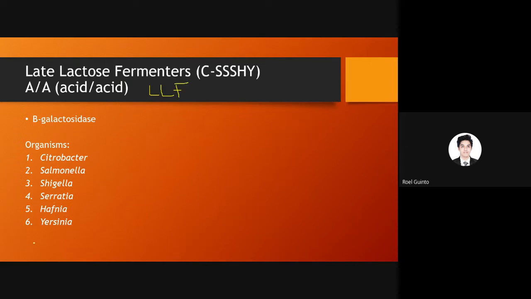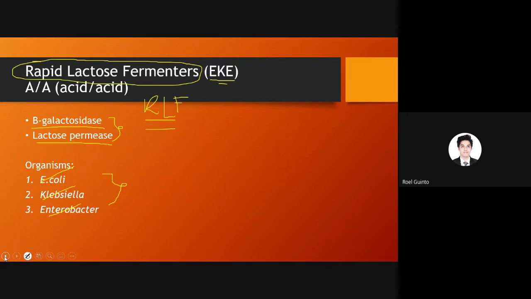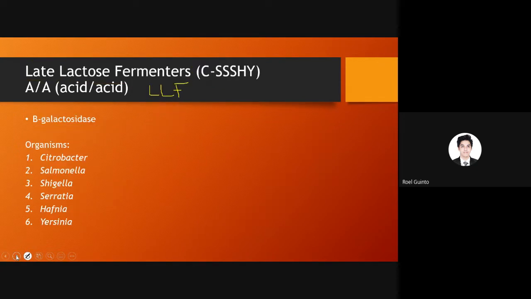Next, we have the late lactose fermenters or LLF. If you notice, in RLF we have beta-galactosidase and lactose permease. In LLF, there is no more lactose permease. There is only beta-galactosidase. So which microorganisms are under LLF? We have C. SHAI: Citrobacter, Salmonella, Shigella, Serratia, Hafnia, and Yersinia. So remember our mnemonic, C. SHAI.